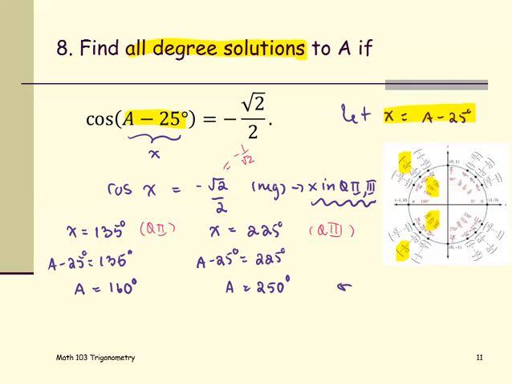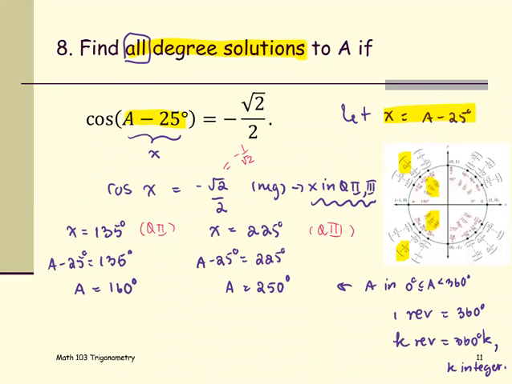So in this step, we have A in the first revolution, which is between 0 degrees and 360 degrees. The problem asks to find all degree solutions. Recall one revolution is 360 degrees, so multiple revolutions, or k revolutions, is 360 degrees multiplied by k, where k is any integer.